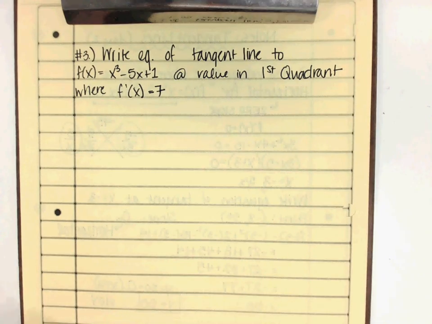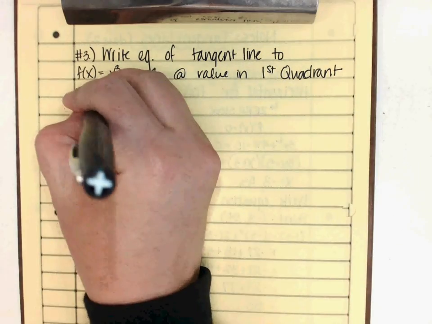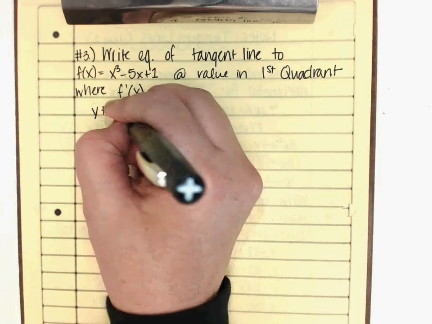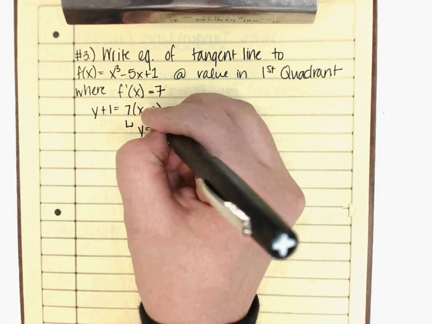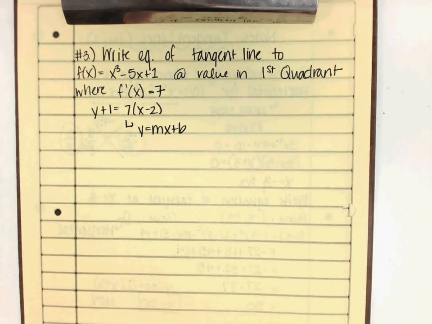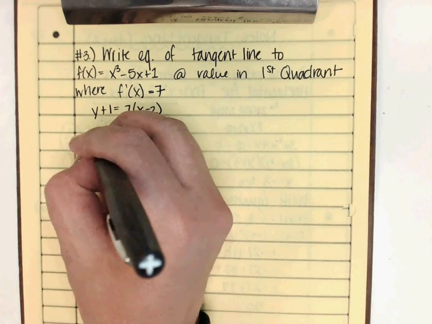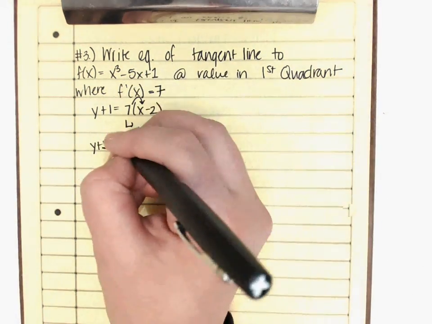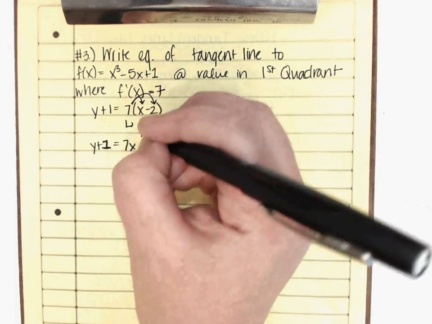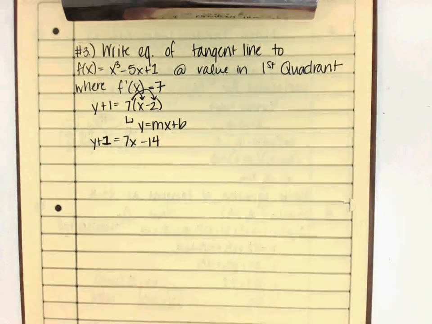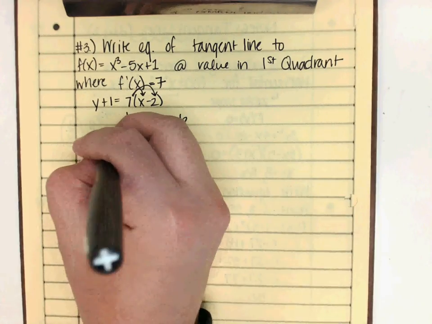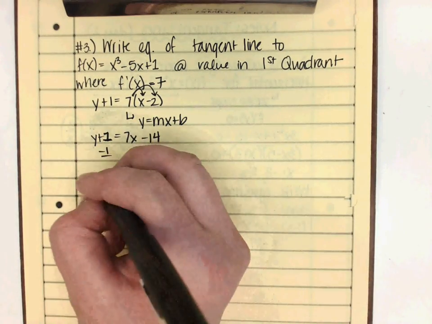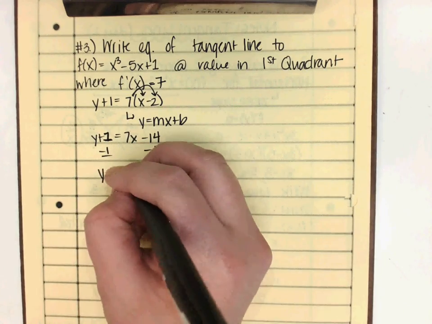Okay, you should have gotten y plus 1 equals 7 times x minus 2. Okay, now you need to solve that for y equals mx plus b. Have you done it yet? Easy. Y plus 1 equals, that's a 1. Distribute the 7. 7x, 7 times minus 2 is minus 14. Then to get rid of the plus 1, you're going to minus it across. And you get 7x minus 15.